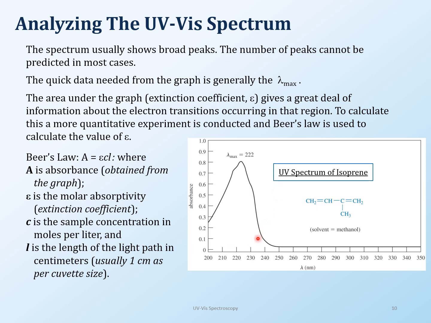Now, the area under the graph, as I said, is an important thing for most of the people working in UV spectroscopy. That's because this tells you how many electron transitions are possible here. So you see that there is a huge curve here. There's a lot of space underneath that graph.